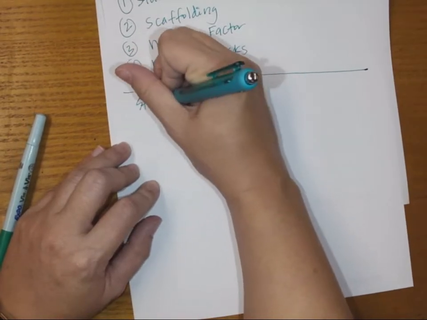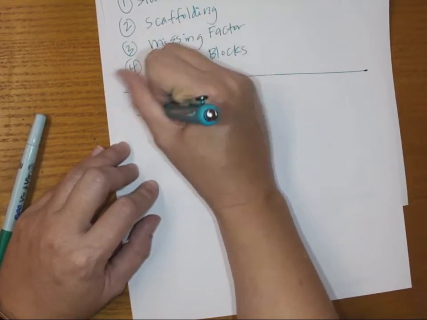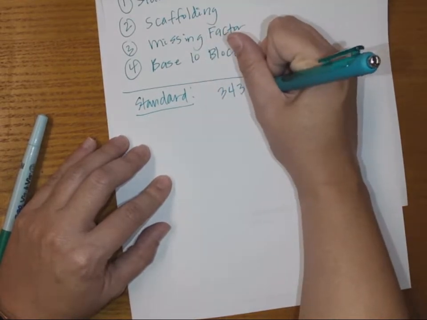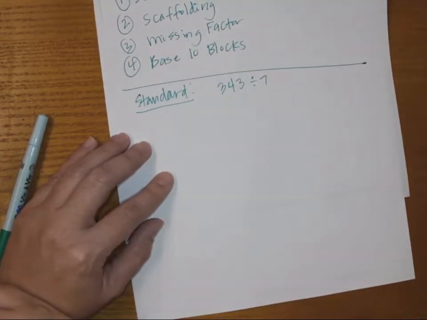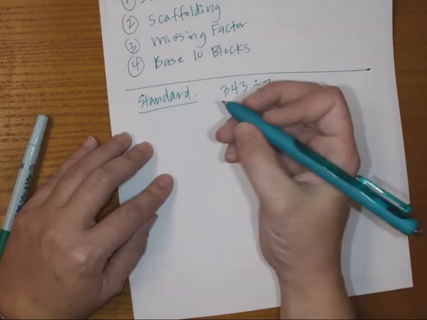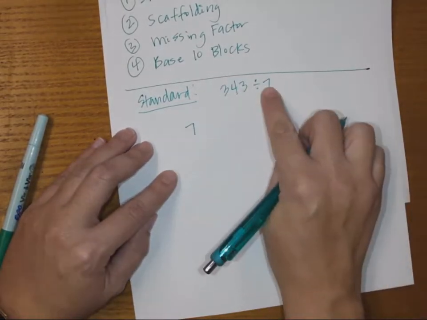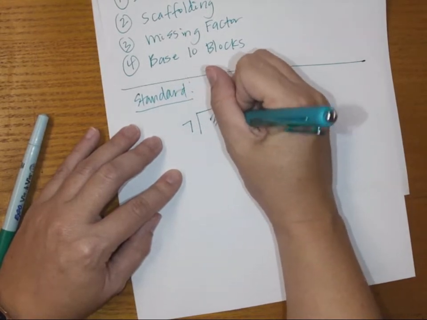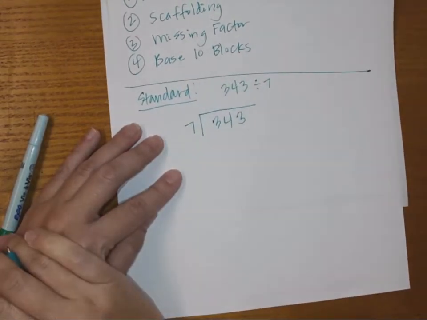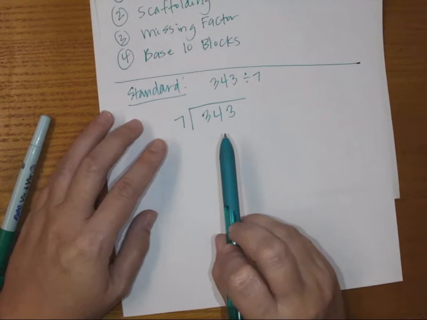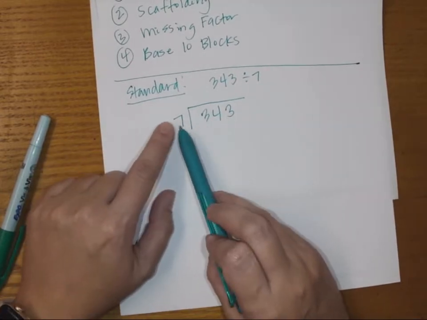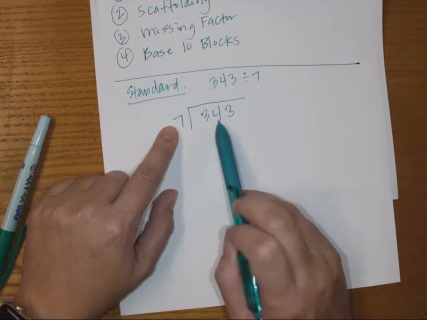So this is what you more than likely learned in school. So let's divide 343 divided by 7 using the standard algorithm. And if you remember, this is where you put the 7 on the outside, put your division sign, and put 343 on the inside. And then you go piece by piece. So 7 goes into 3 0 times. It can't go into 3. So then you think 7 goes into 34.